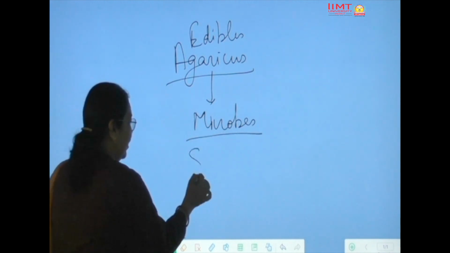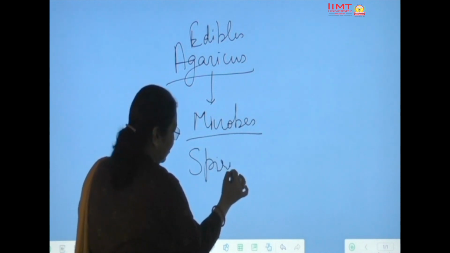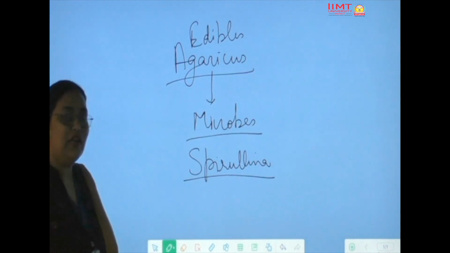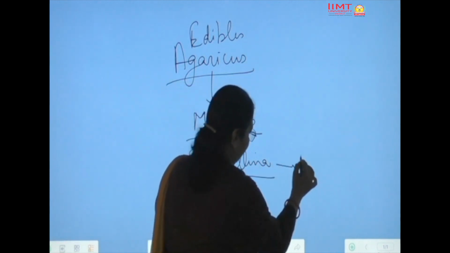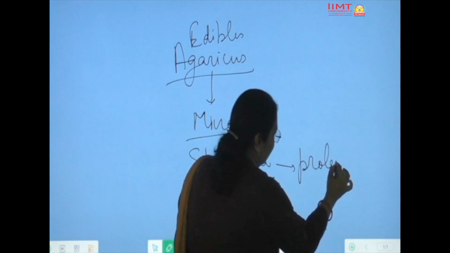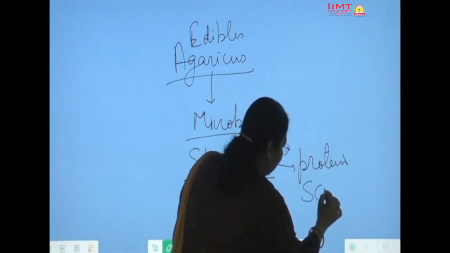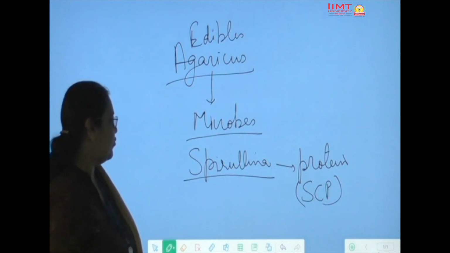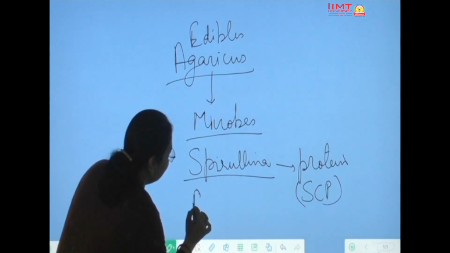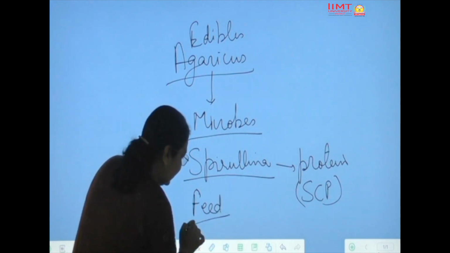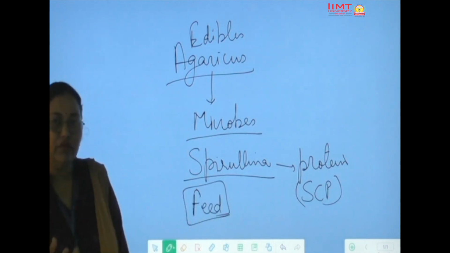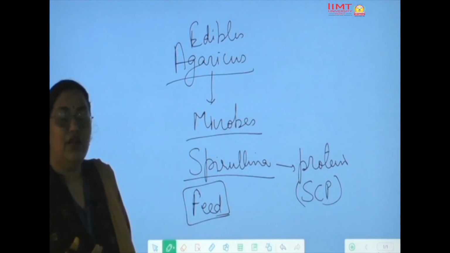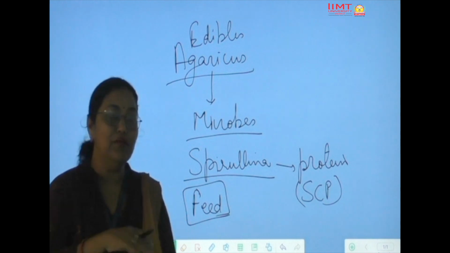Even Spirulina, if you have heard about Spirulina, also named as space fungi, is a good source of protein. It is a single cell protein and it can be used as a source of protein in food as well as in feed, that is, feed is the food used for animals, right. So these are two examples wherein we are using microorganisms as a food.